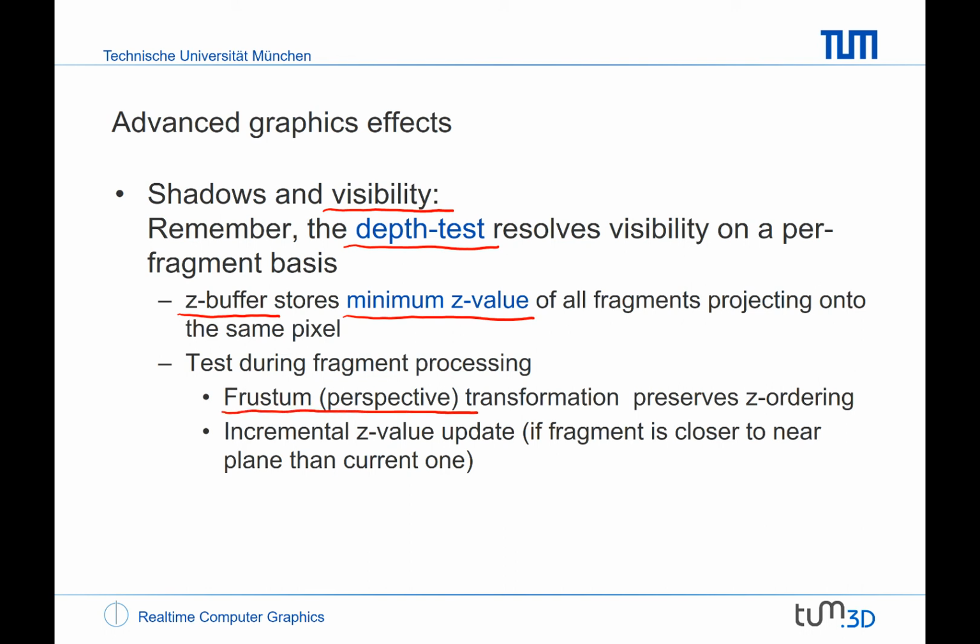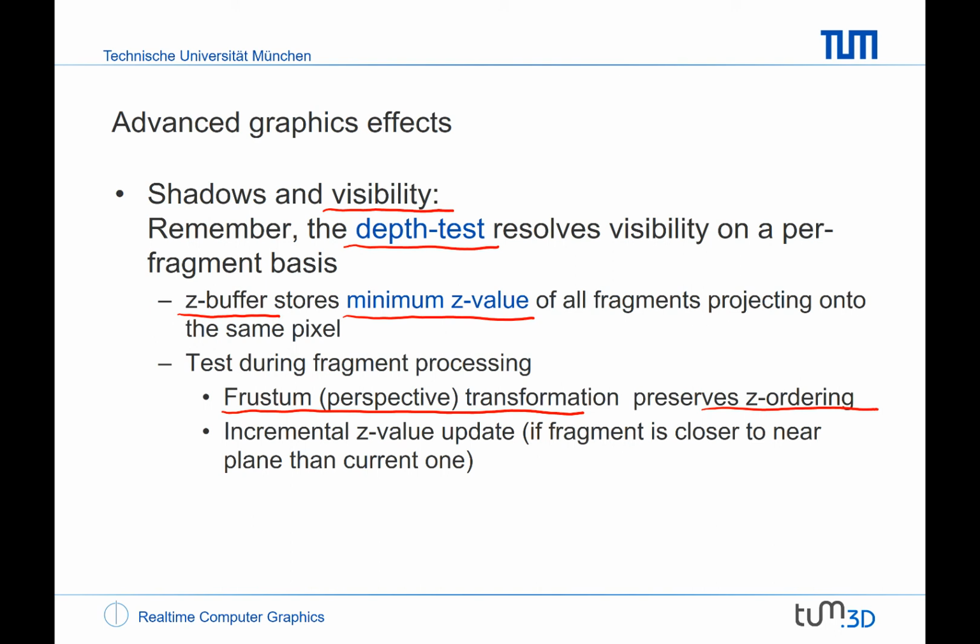Importantly here, we have seen that the perspective projection which we perform preserves the Z ordering, and remember that this Z ordering needs to be preserved exactly for that so-called visibility testing, because we want the fragment that is in front of some other fragment also after the perspective transformation to be in front of that other fragment. Otherwise, we could not resolve visibility on a per fragment basis.